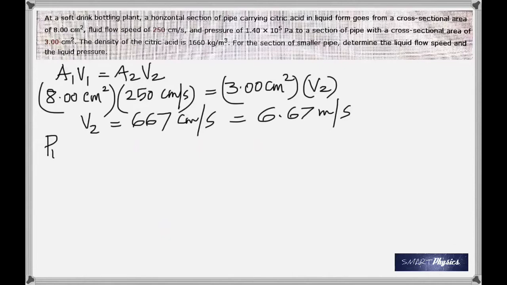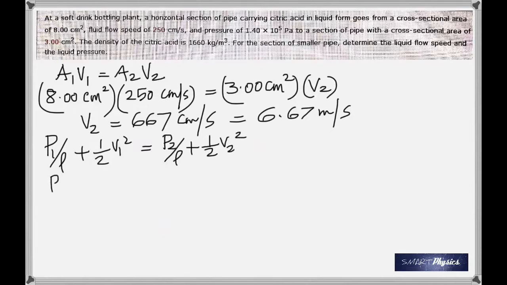Now, to find the pressure, what do we do? We apply Bernoulli's equation. Because it's a horizontal pipe, you only need the pressure energy and the kinetic energy, because the potential energy will be the same on both sides. So that is the pressure energy plus the kinetic energy per unit mass in one section is equal to the pressure energy plus the kinetic energy in the other section. That is Bernoulli's equation. The total energy is constant.